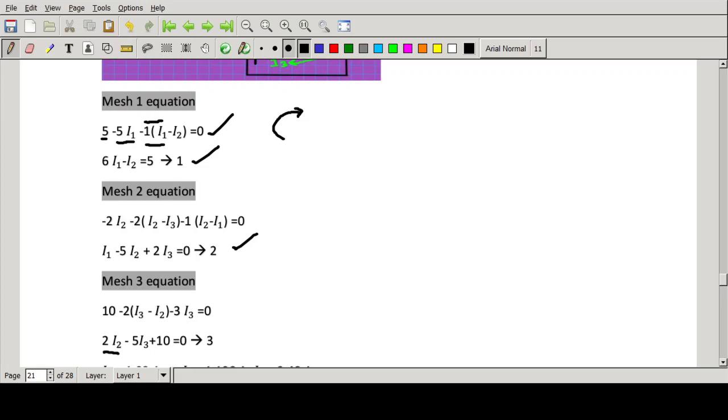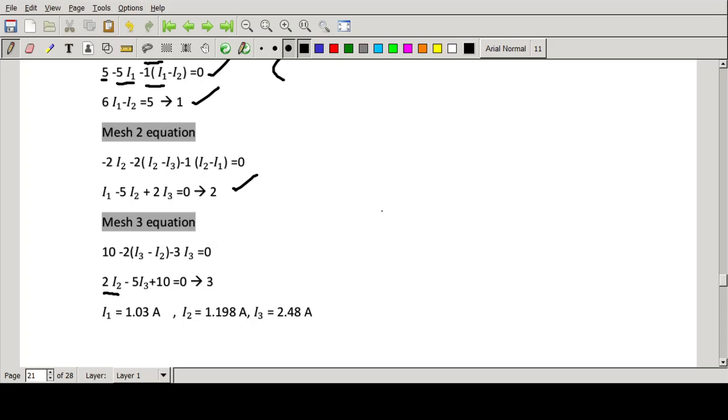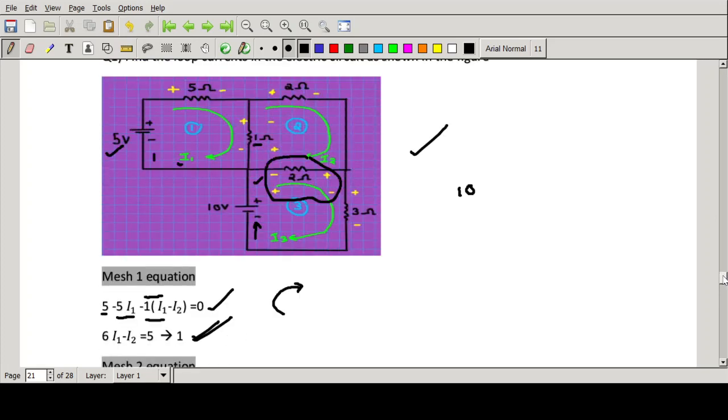It is not very complicated. Initially you may find a little difficulty, but very soon you will be able to write it. Then you will get three equations. Using equation number 3, equation number 2 and equation number 1, solve these three equations to get the values of the mesh currents. So this is a very simple explanation of mesh analysis.